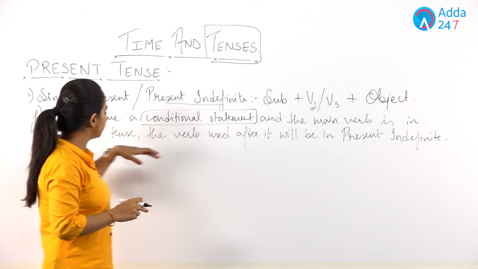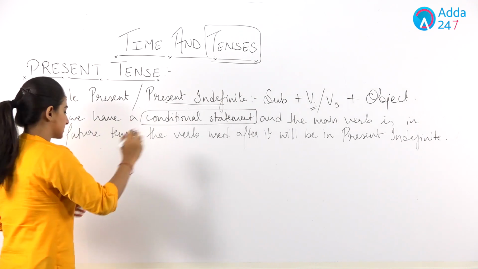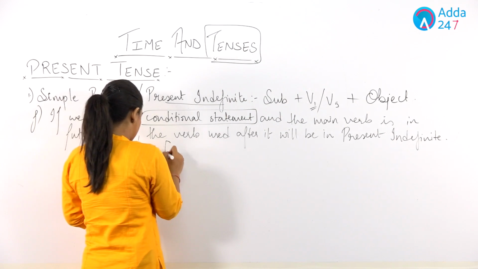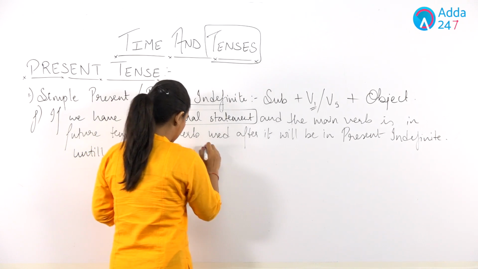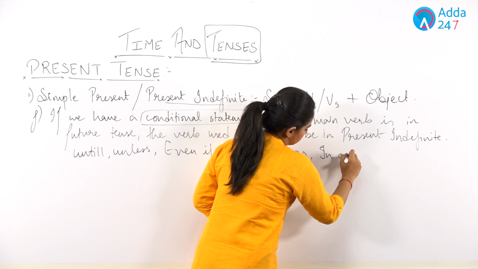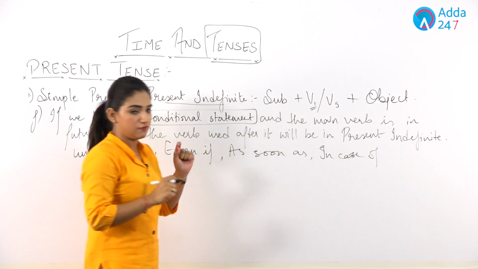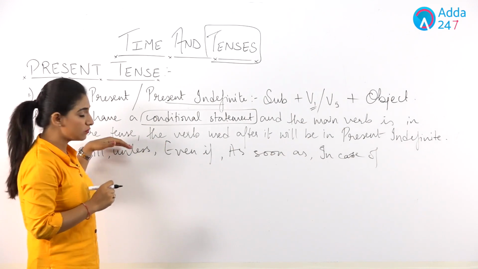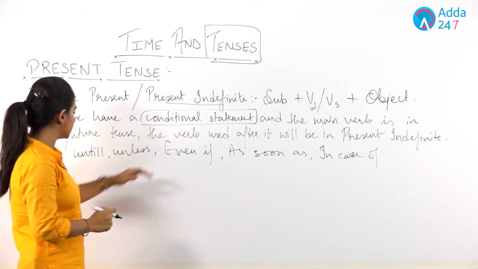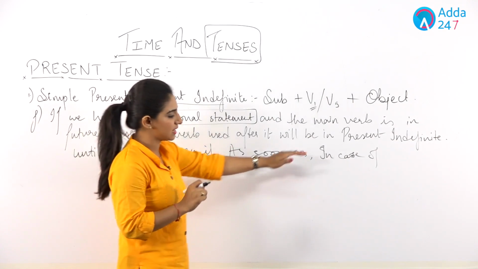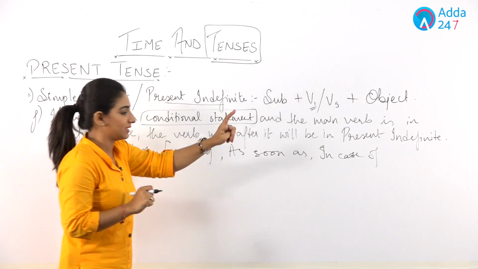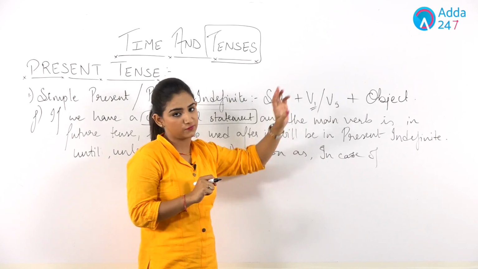If the main verb is in future tense, the conditional statement starting with until, unless, even if, as soon as, or in case of. If we have a sentence whose main verb is in future tense and the conditional statement is given starting with any of these words, until, unless, even if, as soon as, in case of, the verb used after these words should be in present indefinite. That says the verb's 1st form or the verb's 5th form will be used.